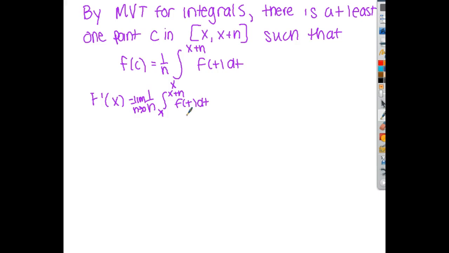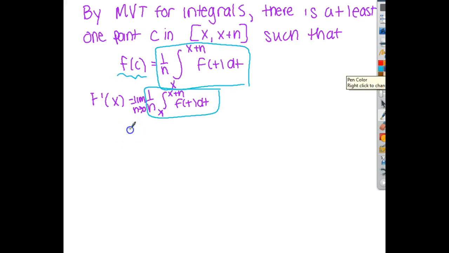So where can I make a substitution in again? Do you see how this can get replaced by that? So MVT guarantees this f of c by the average value function. So that means that f prime of x would equal the limit as h approaches 0 of f of c.